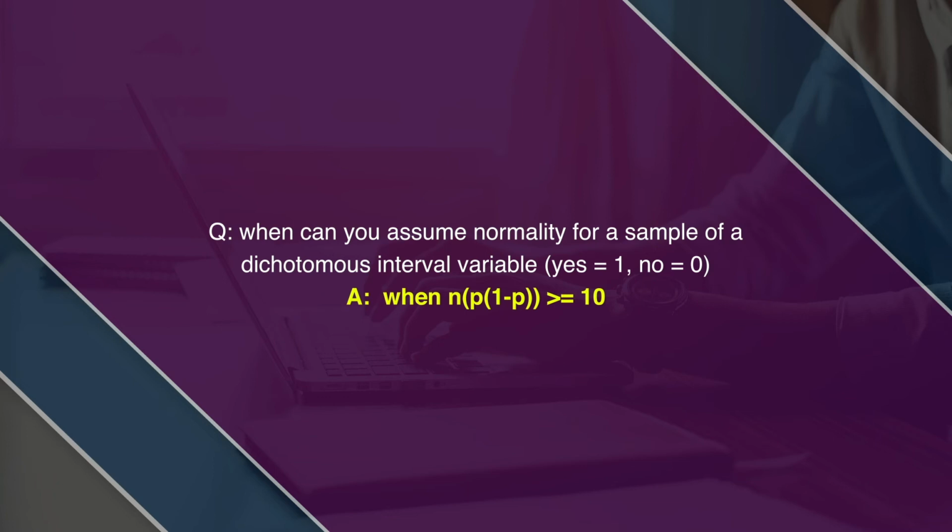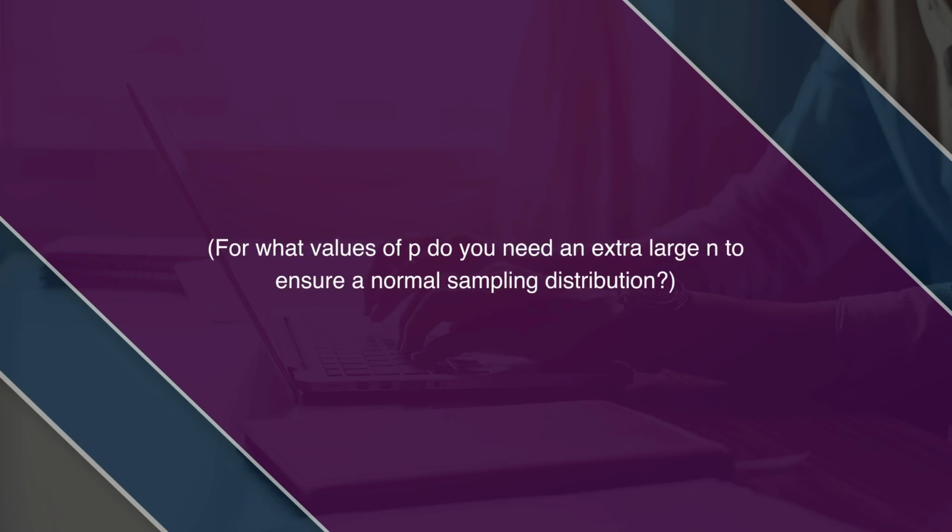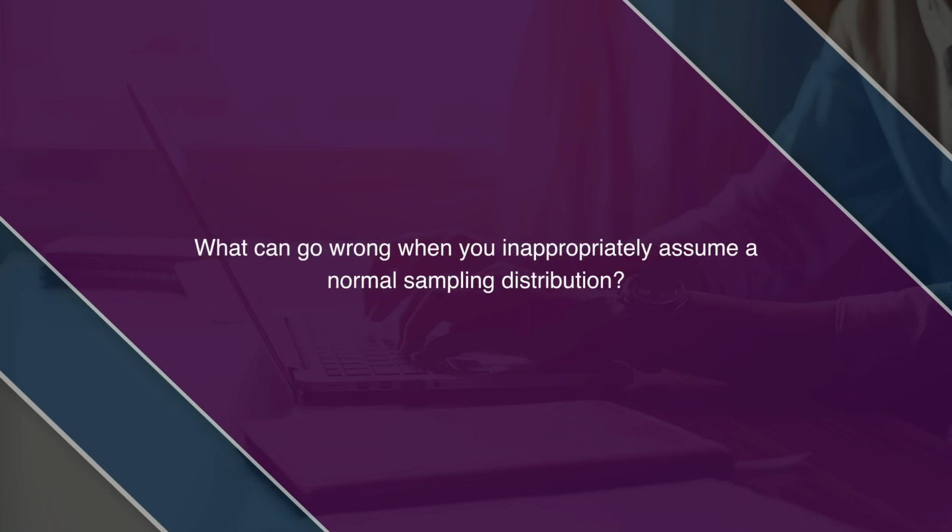So what are the normality rules for a confidence interval for a sample proportion? When can you assume normality for a sample of a dichotomous variable, where yes is equal to 1 and no is equal to 0? When n times p and n times (1 minus p) are greater than or equal to 10. For what values of p do you need an extra large n to ensure a normal sampling distribution? What can go wrong when you inappropriately assume a normal sampling distribution?